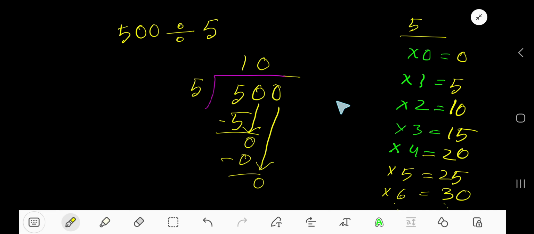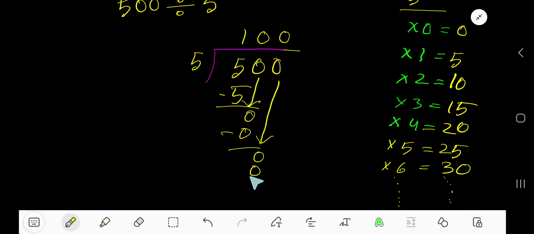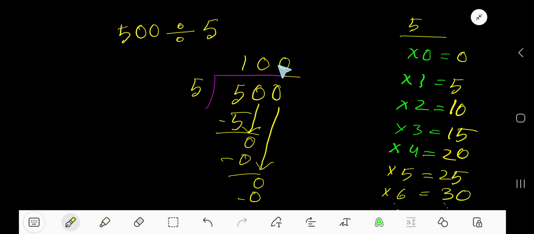5 goes into this 0 how many times? 0 times, write 0. 0 times 5 is 0. If you subtract, you are getting 0. That is, your remainder is 0. So you can say that 100 is your answer.